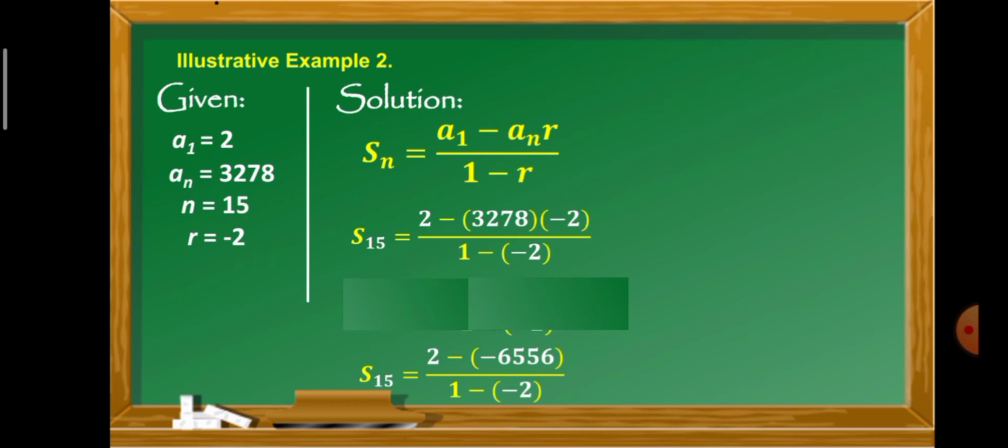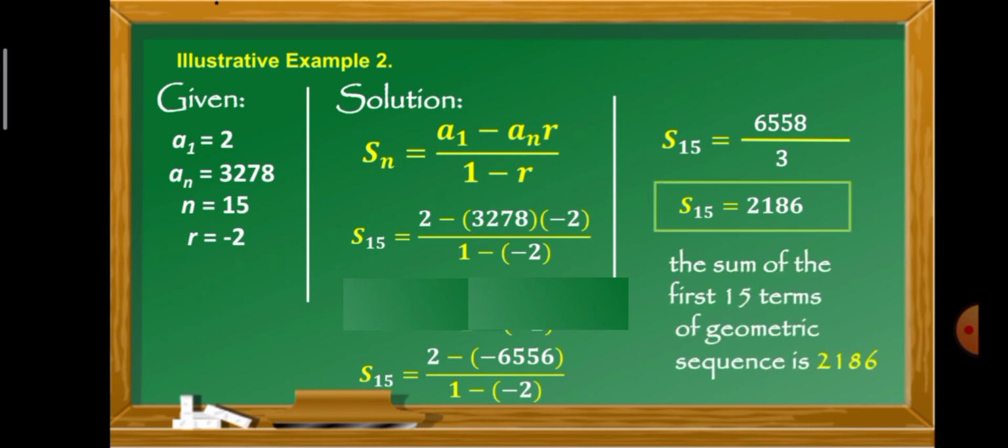So, yung parehas negative, magiging plus yan. Okay? So, ang mangyayari, 2 plus 6,556 is 6,558, and 1 plus 2 is equal to 3. Tapos, i-divide natin. So, mangyayari is 2,186. So, the sum of the first 15 terms of the geometric sequence is 2,186.